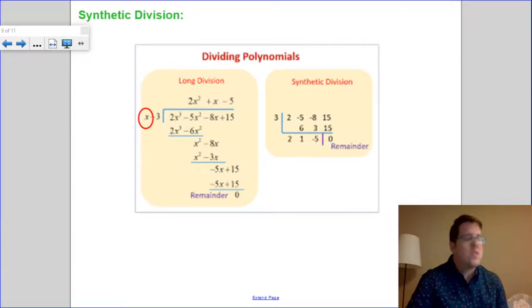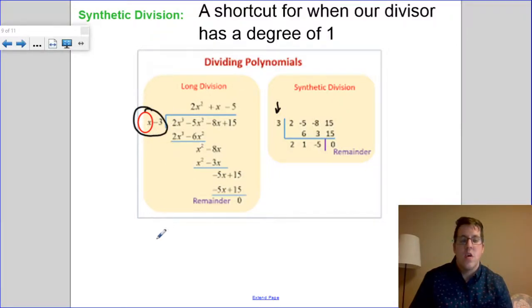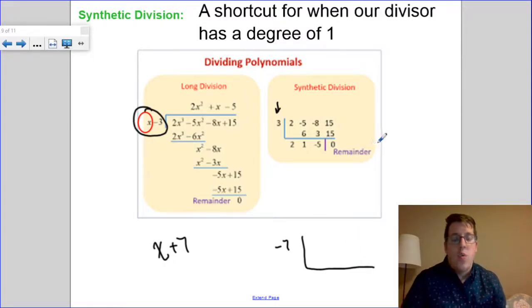Okay, synthetic division is a shortcut that we can use when our divisor has a degree of 1. Now here's the big thing that you have to remember. If you're dividing by x minus 3, you want to use in your synthetic division positive 3. So you want to use whatever the 0 of your divisor is. So, for example, if you were using x plus 7 as your divisor, you would use negative 7 for your synthetic division. We will learn a little bit more as to the reason behind that when we learn about the factor theorem and the remainder theorem.